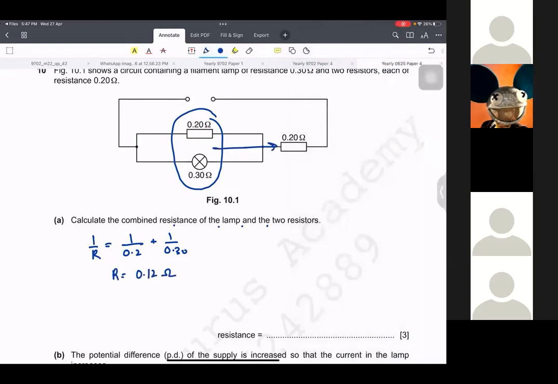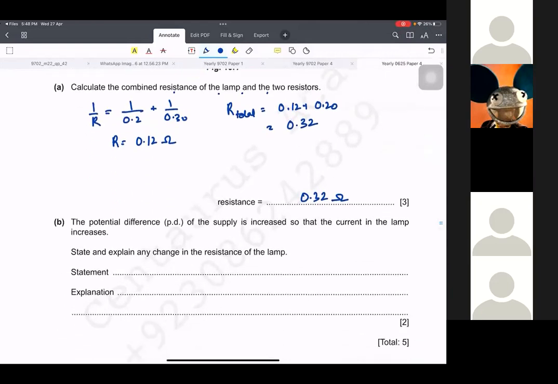Now these two are in series with this. So the total resistance would be 0.12 plus 0.20, so it would be 0.32 ohms. Now, the potential difference (PD) of the supply is increased, so the current in the lamp increases.